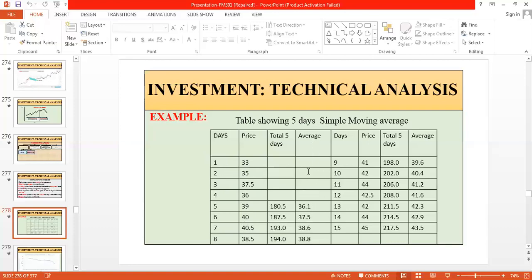The last column will give you the moving average figure. Actually, just see, the moving average figure you are not getting for the first 4 days because it is a 5 days simple moving average. So the first 4 days' figures will be absent. Your figure will come from the 5th day. So we are getting 1, 2, 3, 4, 5, 6, 7, 8, 9, 10, 11 moving average figures.